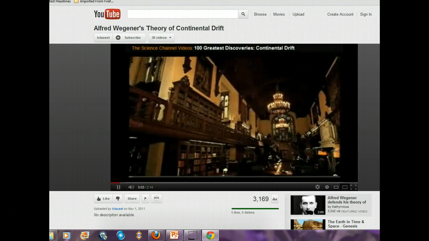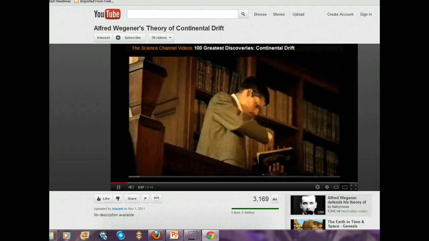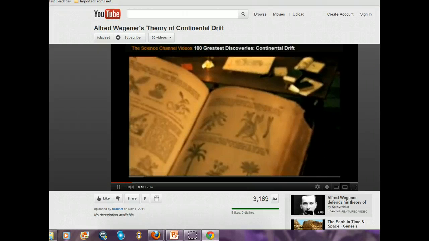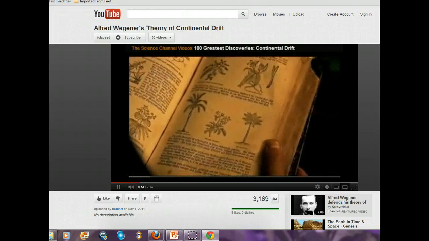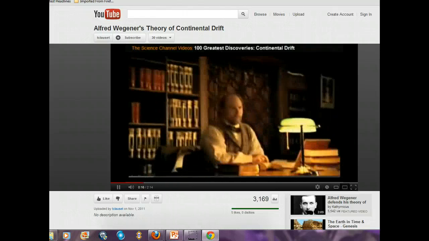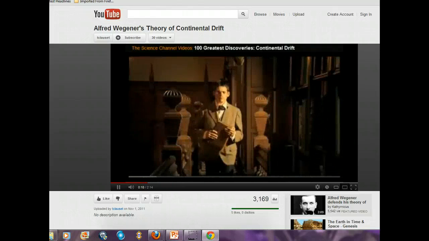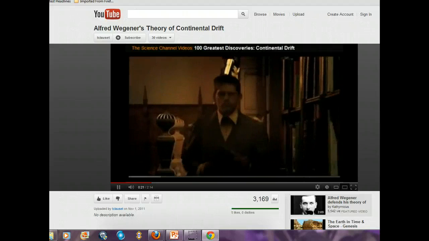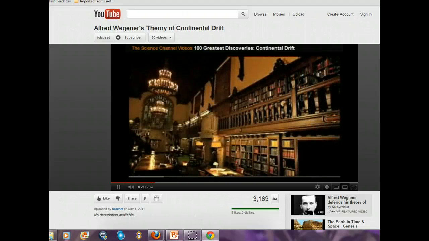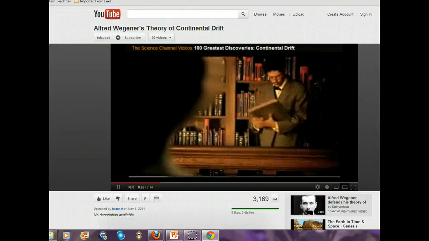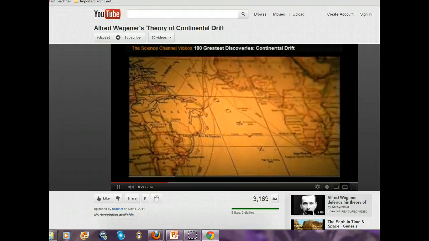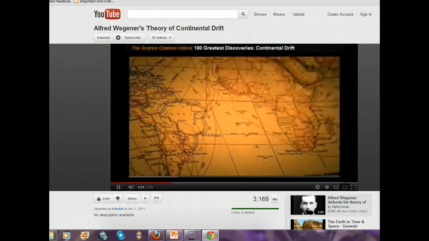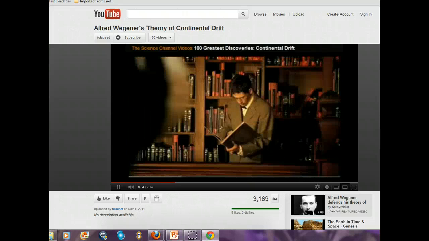Germany, 1911. A meteorologist named Alfred Wegener was browsing through some books when something caught his eye. A list of identical plant and animal fossils that had been found on opposite sides of the Atlantic Ocean. Wegener was intrigued. How could the same species have gotten from one part of the world to another? He examined the eastern coast of South America and the western coast of Africa, and was struck how the shapes of the two coastlines might fit together.